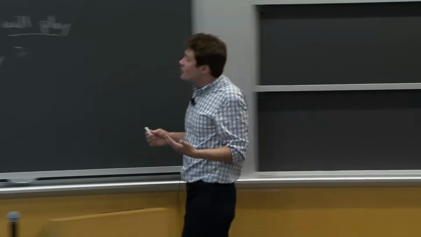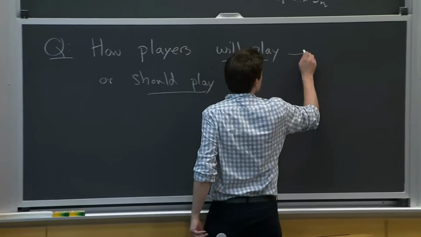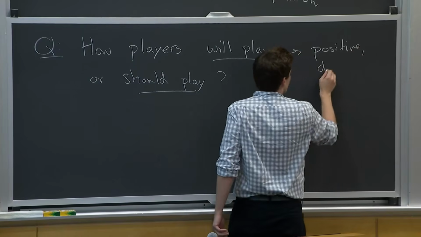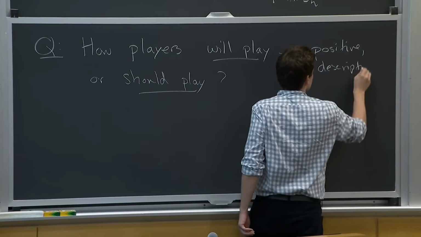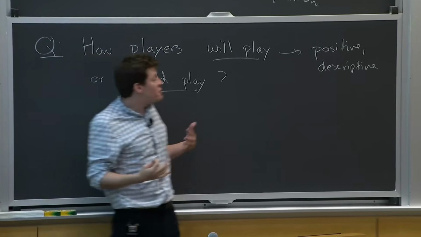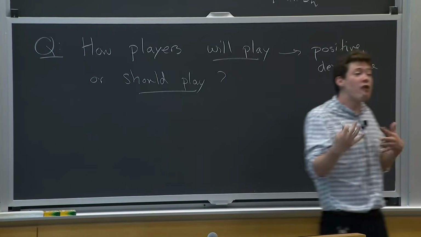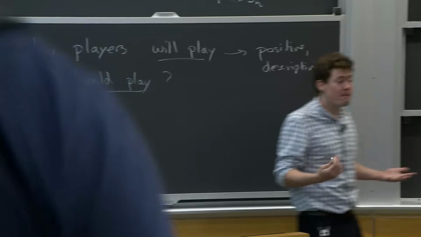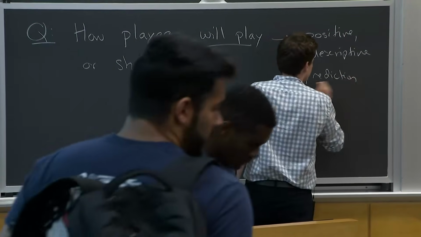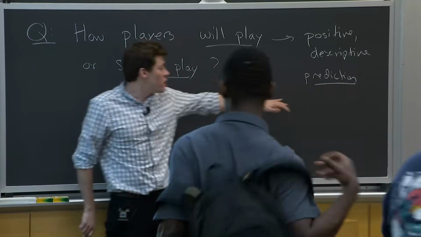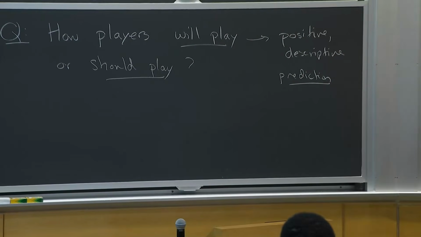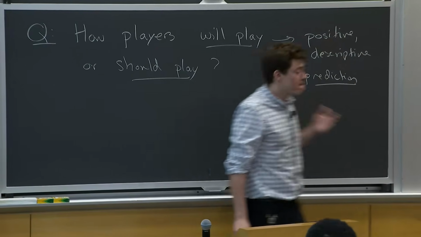So if we want to think about will play, this is what's sometimes called positive analysis or descriptive analysis. And the idea of this is that if we observe some game, we want to be able to make a prediction about how rational players will choose to play this game. So the goal here is really a prediction, which will, of course, only be valid if we think that the utility functions that we write down and the rationality assumptions that we make are compelling.